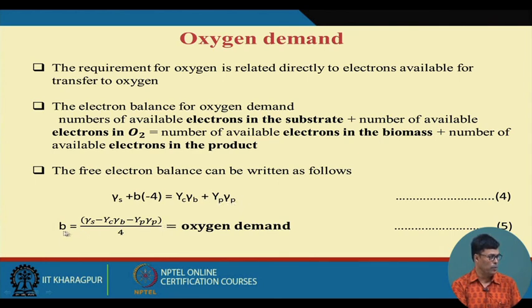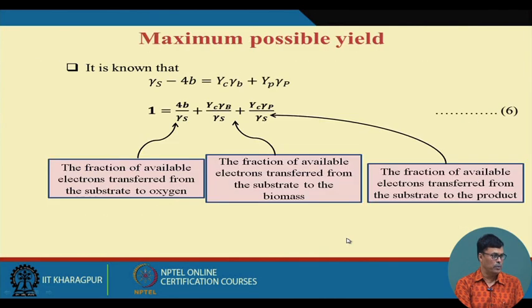Now if you divide by 4, we will get B, and B is the oxygen demand in the process. So we can easily calculate how much oxygen is required in the system if you have this information. Now in this equation, if we divide by gamma S, you will come across this kind of equation, and we have three different fractions.